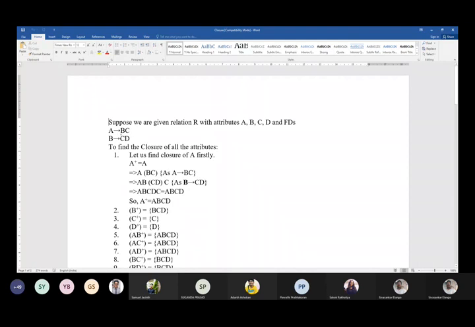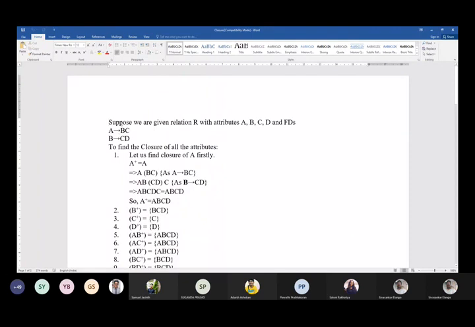So what is B closure? B closure is going to be B, then CD, so BCD. B can functionally determine C and D attributes. So B closure is going to be B, C, and D. And then what is C closure? C closure is going to be C, and D closure is going to be D alone. D cannot logically determine the other attributes. So D closure is going to be D alone, right? Next, we'll check for AB closure.